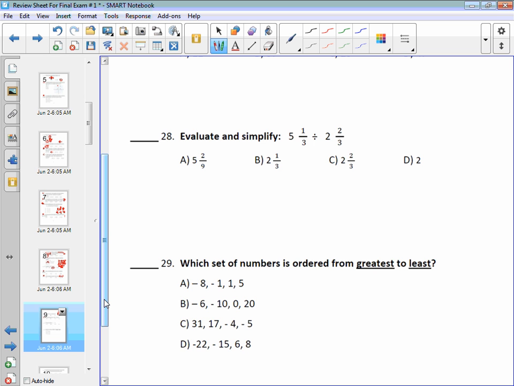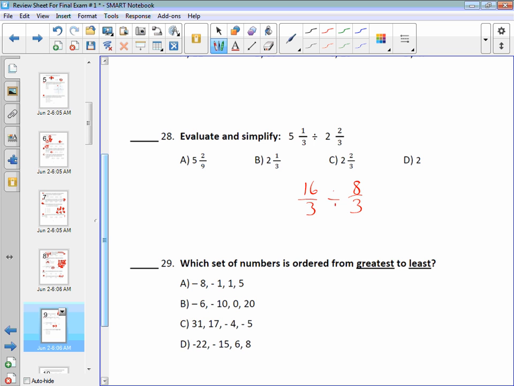I want to show 28 because here you do have to divide. So keep, change, flip. Watch how neatly this works too when you cross reduce. This becomes 16 over 3 divided by, I'm not going to flip it yet, 8 over 3.